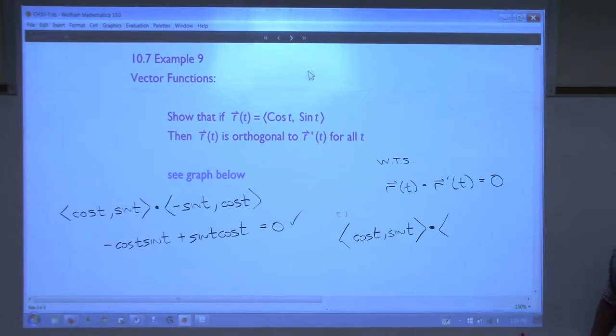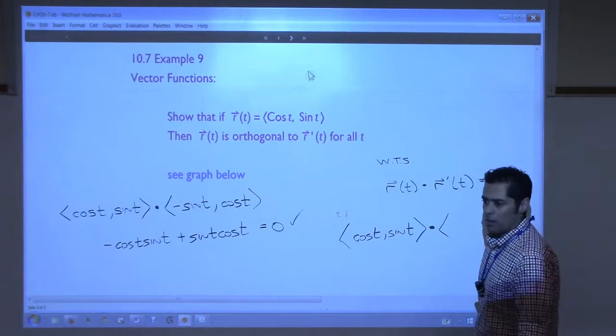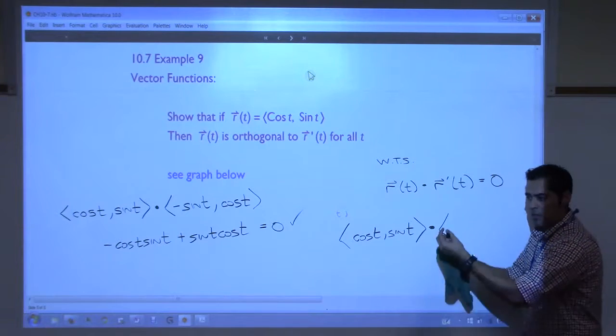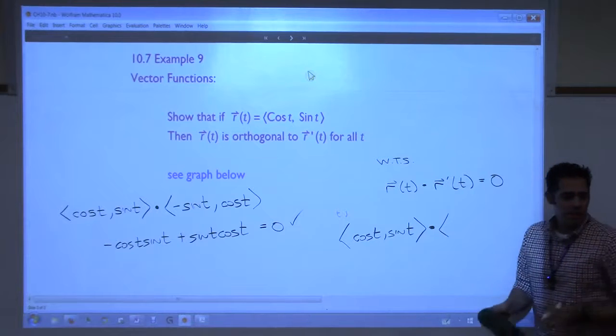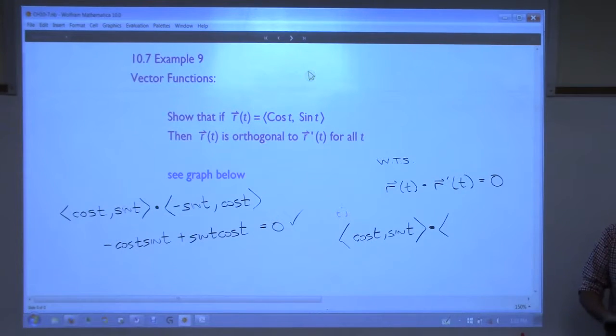So it's orthogonal. So if you draw that vector that goes from the origin out to your curve, and then you look at the tangent vector to the curve, guaranteed those are always going to be orthogonal to each other for this particular function, for this curve. Questions?